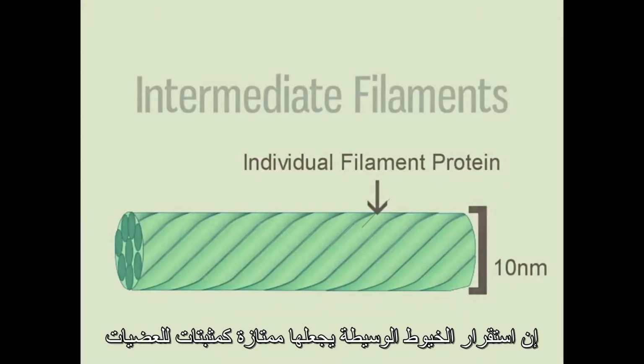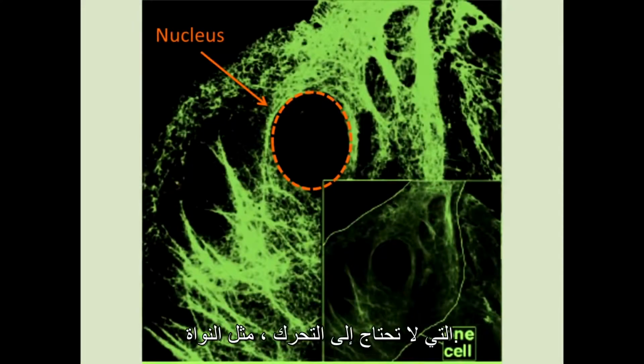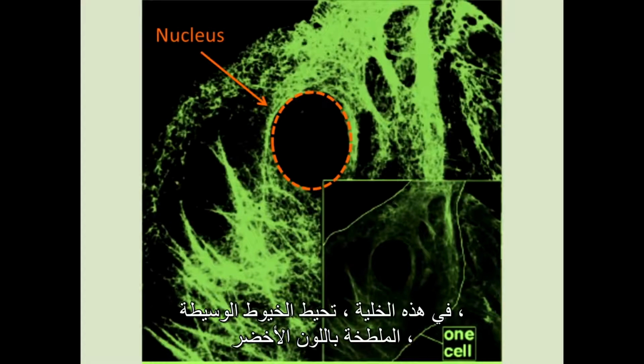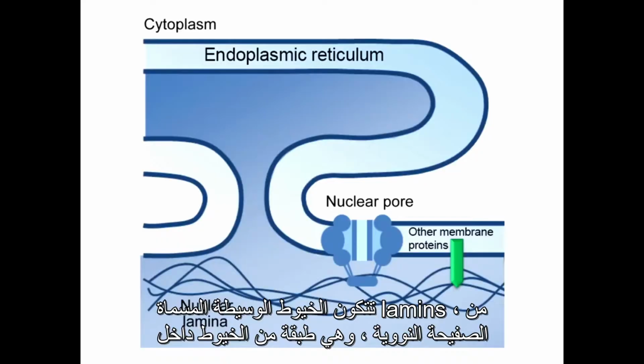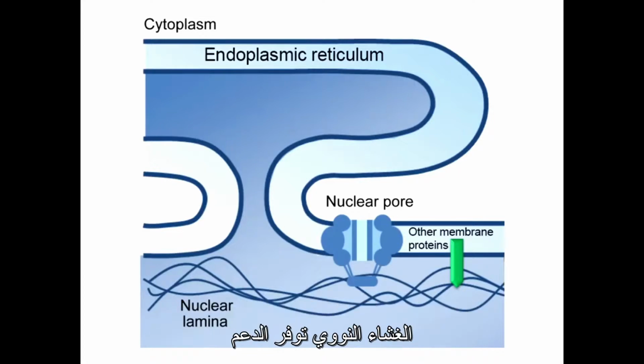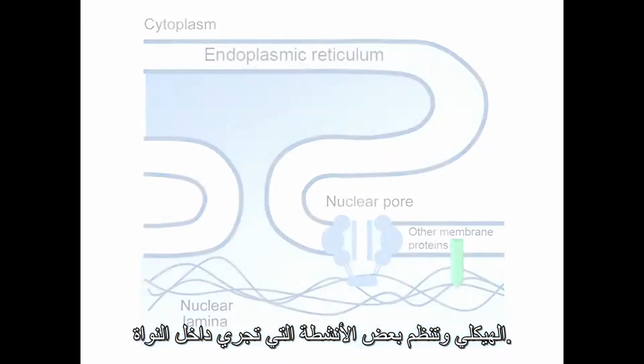The stability of intermediate filaments makes them excellent as anchors for organelles that don't need to move around, like the nucleus. In this cell, the intermediate filaments, stained green, surround the nucleus and help keep its position stable within the cell. Intermediate filaments, called lamins, compose the nuclear lamina, a layer of filament just inside the nuclear membrane that provides structural support and regulates some of the activities that go on within the nucleus.